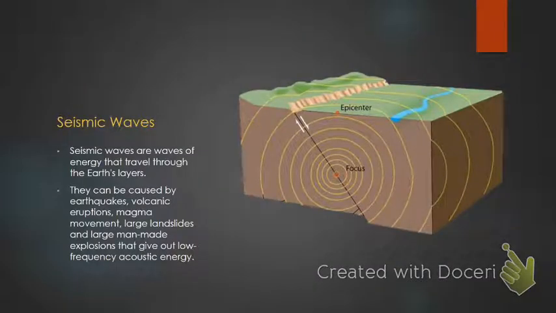So what are seismic waves? Seismic waves are basically just waves that travel through the Earth's layers, and they can be caused by earthquakes, volcanic eruptions, magma movement, a large landslide, or even a man-made explosion that can let out this low energy, low frequency wave of acoustic energy. Like I said, seismic waves are basically just sound waves that are traveling through Earth's rocks.